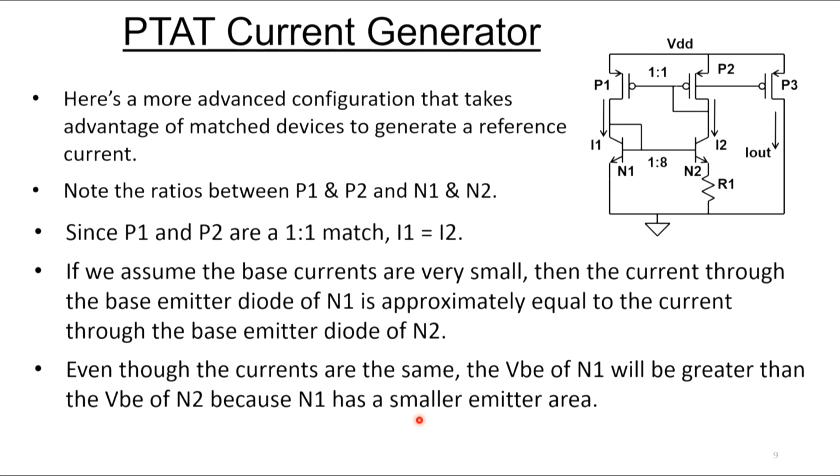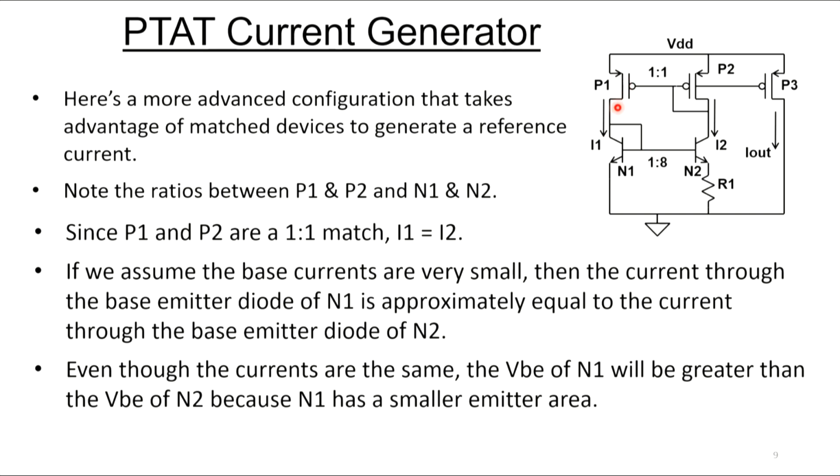So now I want to talk about a PTAT current generator. And this is a more advanced configuration that takes advantage of matched devices to generate a reference current. And I'll talk about that term PTAT in a minute. Note the ratio between P1 and P2 and N1 and N2. P1 and P2, this 1-to-1 means they're matched. They're the same size as each other. N1 to N2 means there's a ratio of 1 to 8 here. So this transistor right here is going to have 8 times the emitter area as N1.